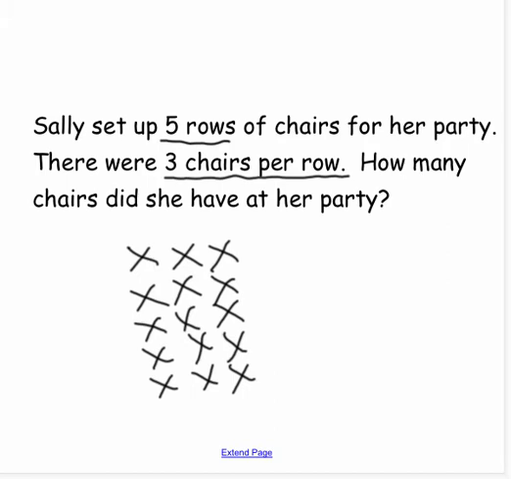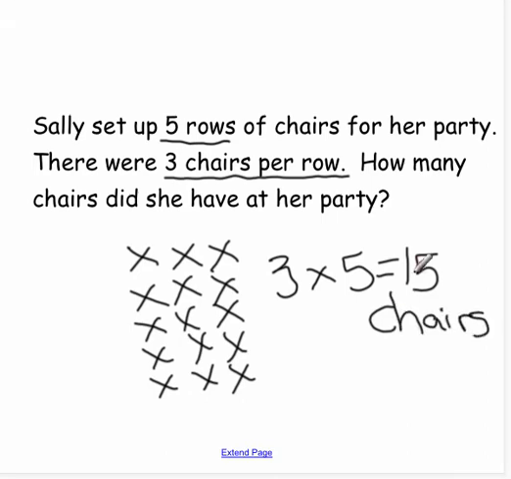Step 4 of my problem solving steps is to record a number model and an answer. So I did 3 chairs per row times 5 rows of chairs. And if I count by 5s 3 times, that would give me an answer of 5, 10, 15. I need to label it. So the question again was how many chairs? So I'm going to label this 15 chairs.